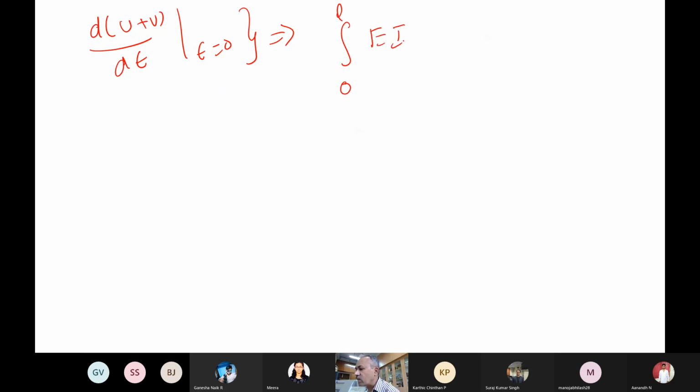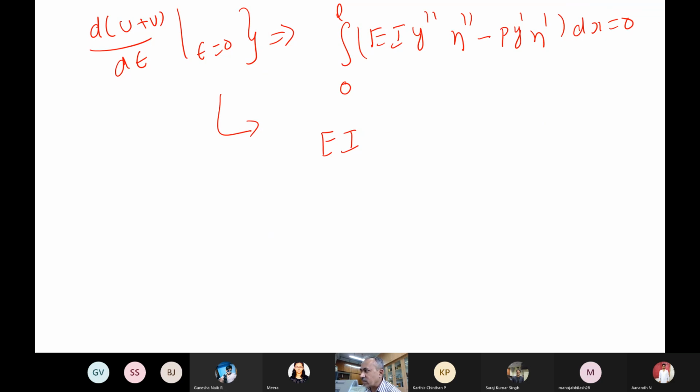Finally it boils down to the integral from 0 to L of EI y double dash eta double dash minus P y dash eta dash dx is equal to 0. I would have explained all the boundary conditions in the next video. Finally everything boils down to the final output of this exercise.